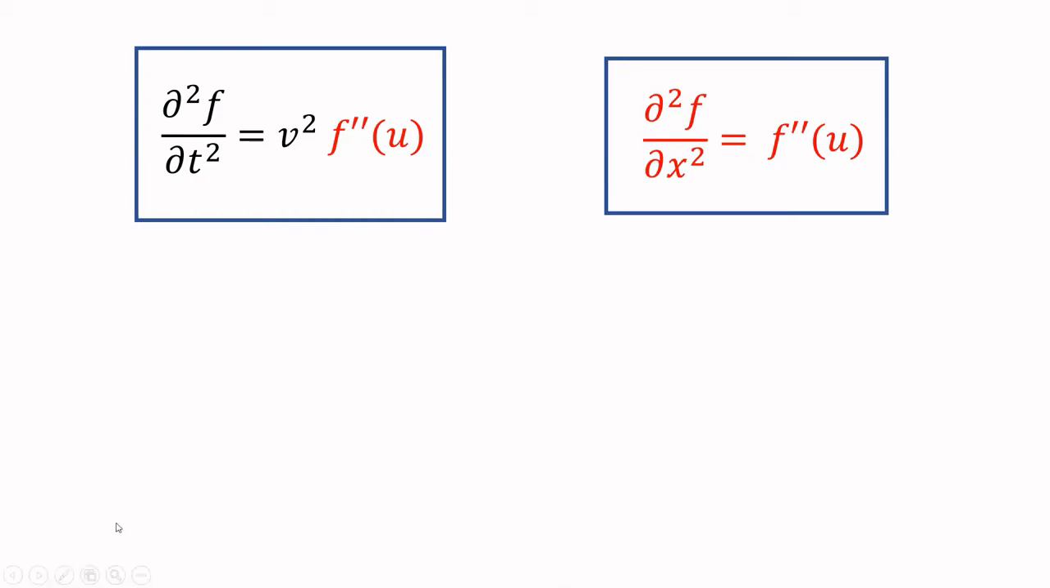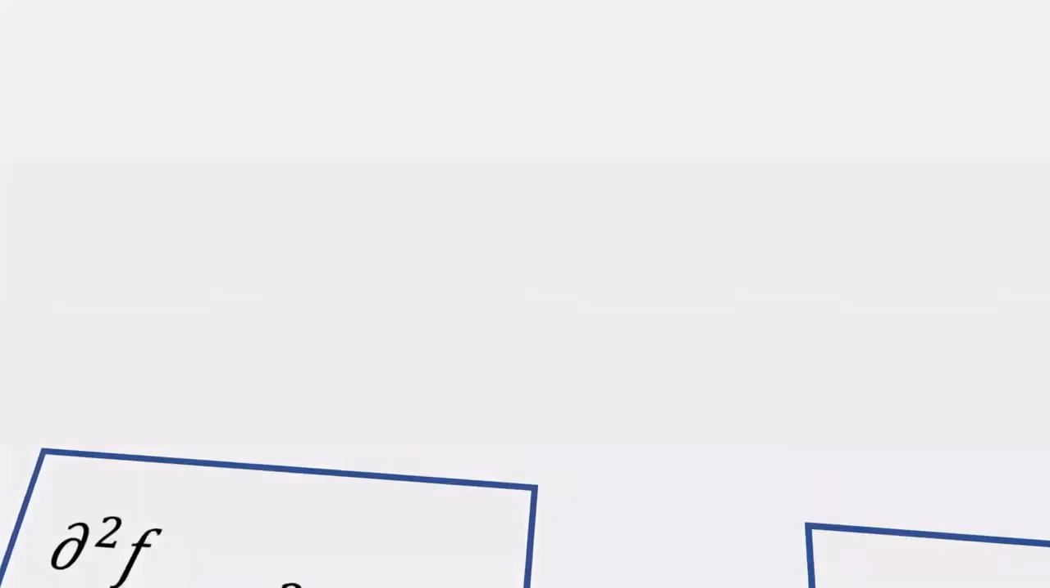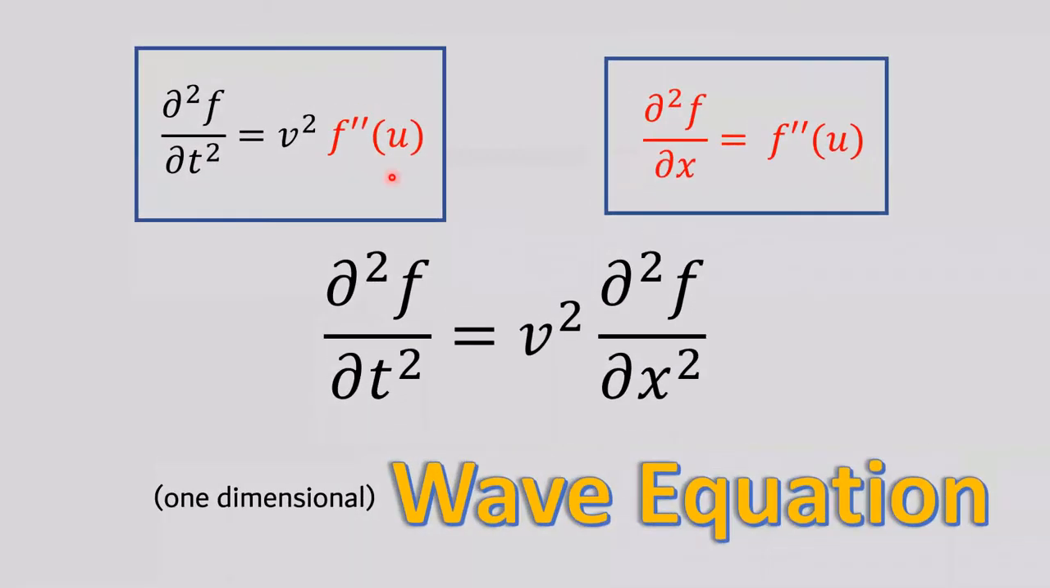So since these two are the same, laser pointer please. Since these two are the same, we can over here replace f double prime of u with d squared f dx squared. And what do we get? Are you ready for it? Drum roll. Slide transition. Aha. This is the so-called wave equation in one dimension.